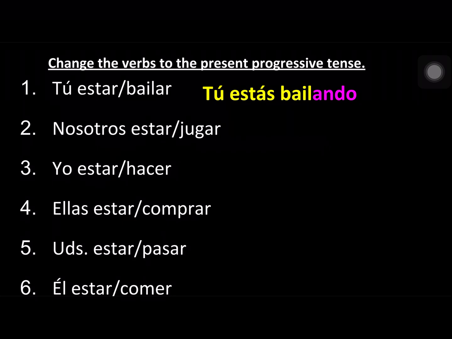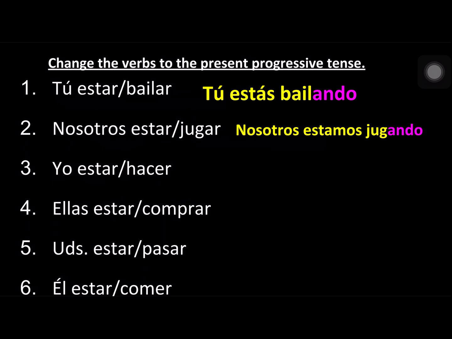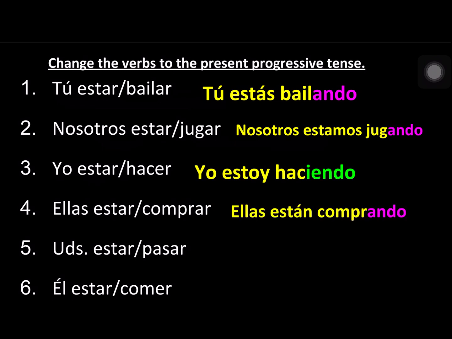Let's discuss the answers. So nosotros estar, conjugate estar for nosotros, it's estamos, chop off AR, and you got estamos jugando. Yo estar is estoy, chop off the ER for hacer, and haciendo. Yo estoy haciendo, which means I am doing or I am making. Ellas estar is ellas están comprando, which means they are purchasing or they are shopping or they are buying.